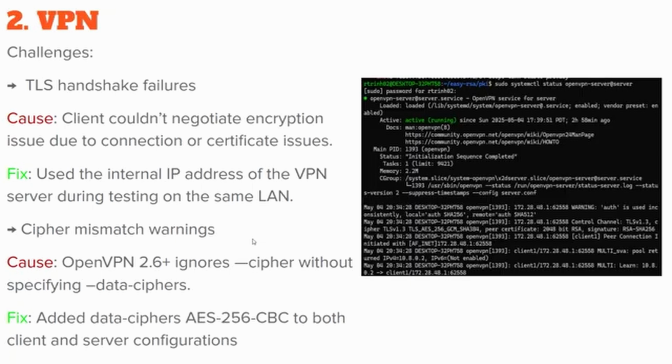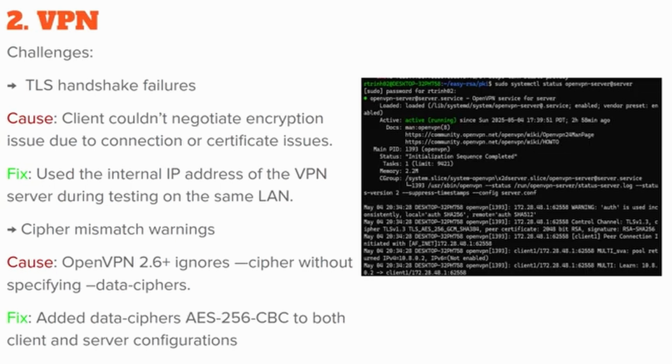Here are some of the challenges that I faced during the setup process of the VPN. I was mainly having issues with TLS handshake failures, and this was caused because the client couldn't negotiate encryption due to connection or certificate issues. I fixed this by using the internal IP address of the VPN server during testing on the same LAN network.